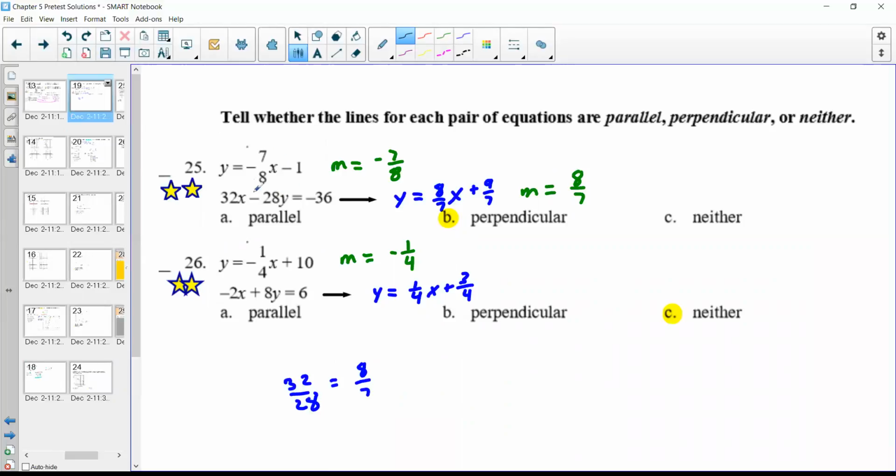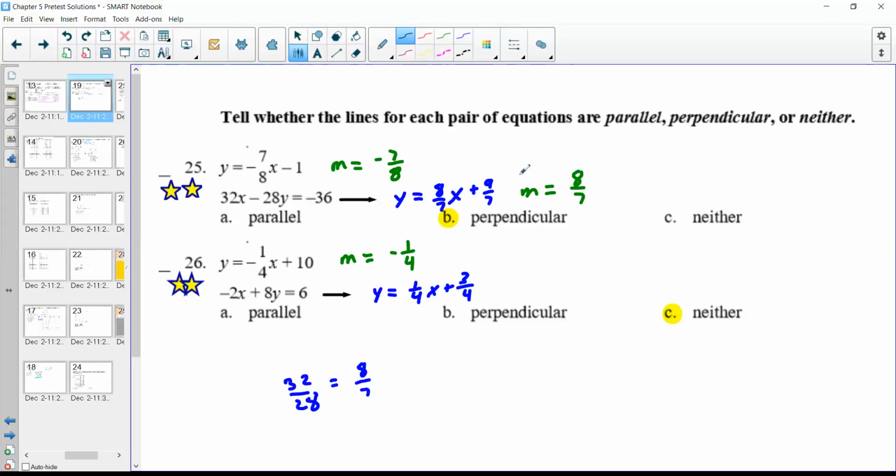So what we could do is put this equation in slope-intercept form and look at the coefficient of x. So I subtract 32x on each side, and that gives me -28y is equal to -32x minus 36, and then I would divide by -28 to get y by itself. So I'd have a negative divided by negative, -32 divided by -28. That reduces to, negative divided by negative is positive, and 32 over 28 reduces to 8 over 7.